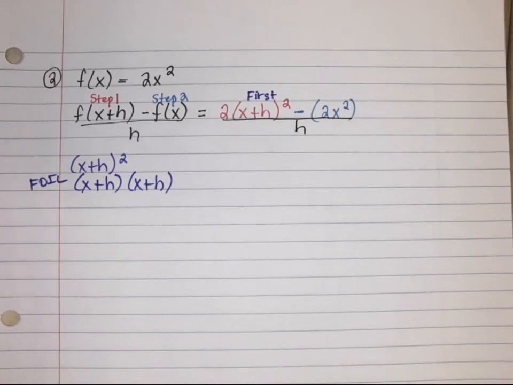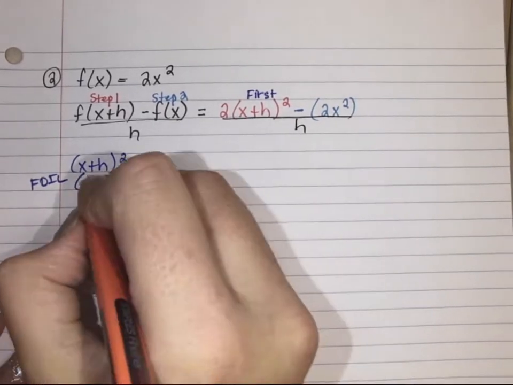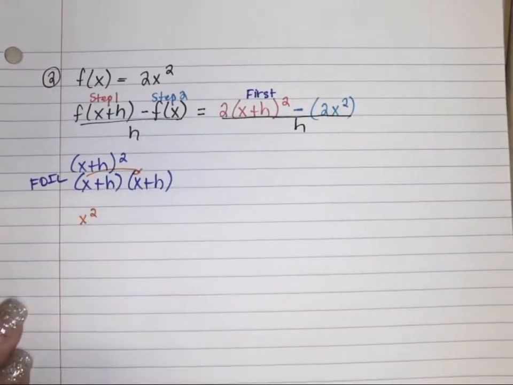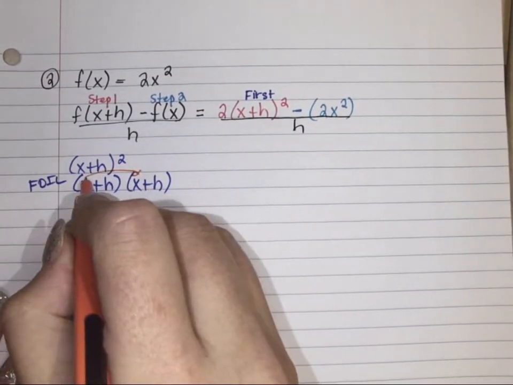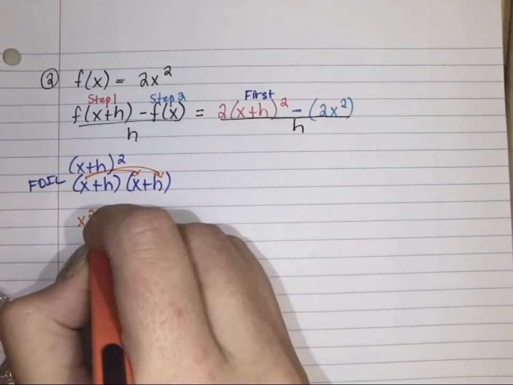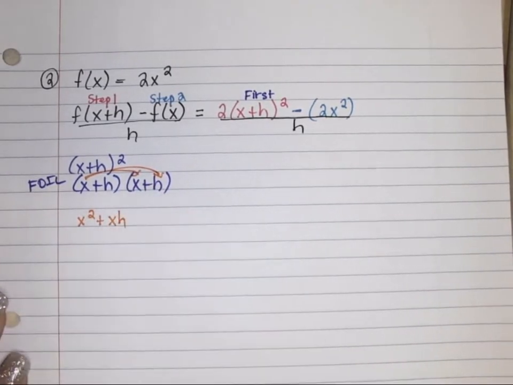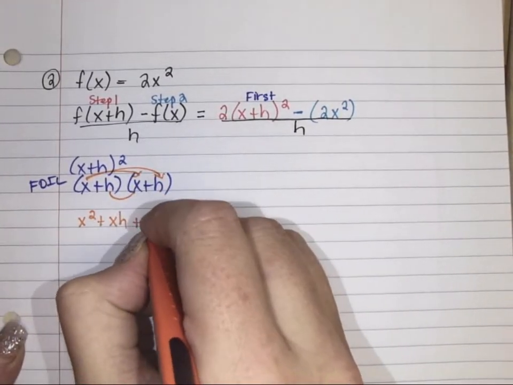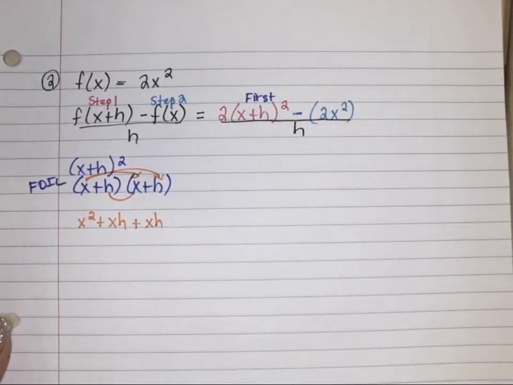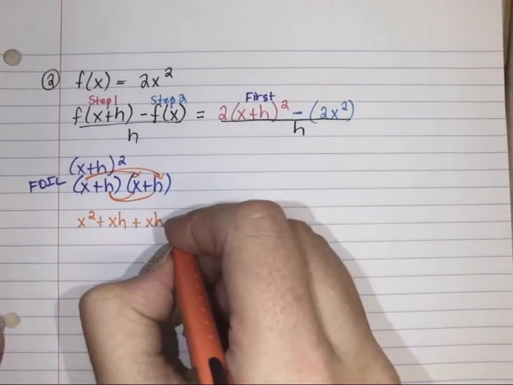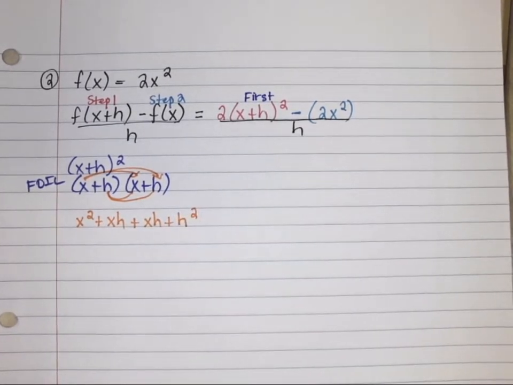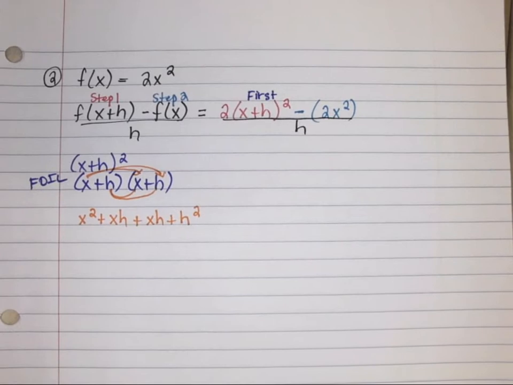Multiply your first things together. So you get x squared. Multiply your outer, x times h. Gives you xh or hx, if you want to write it in that order. Inner, positive h times x, xh. Multiply your last things together. You get h squared.